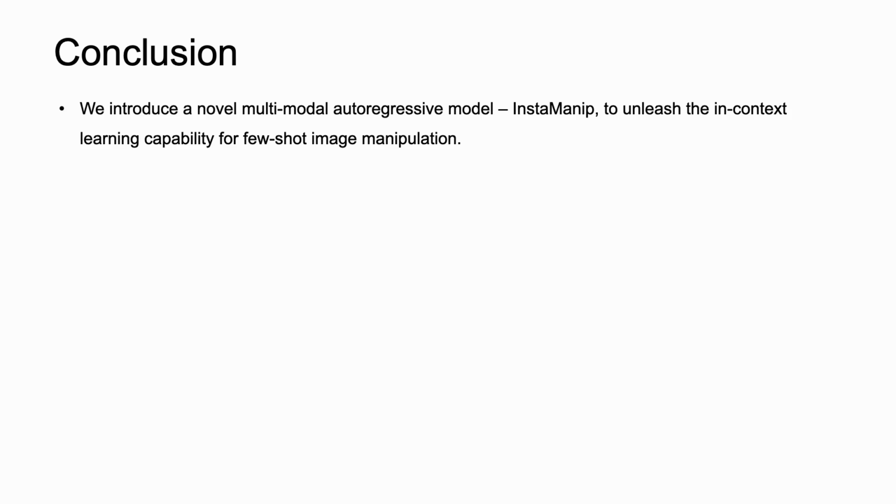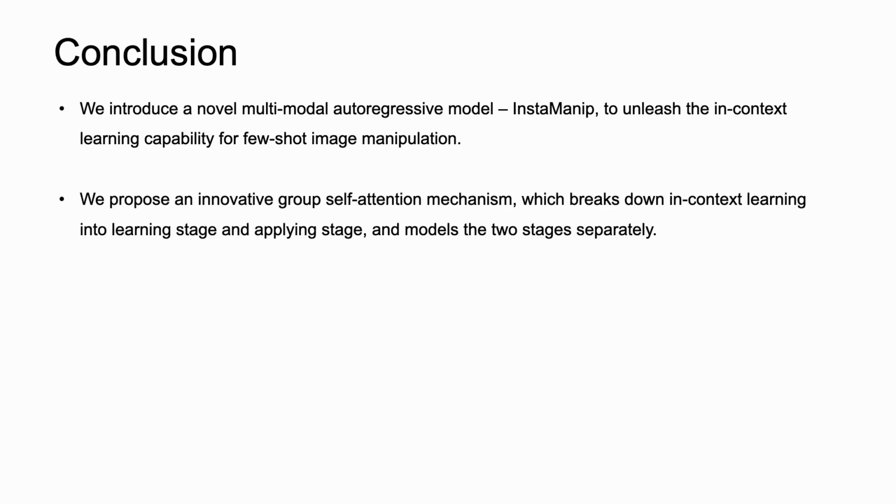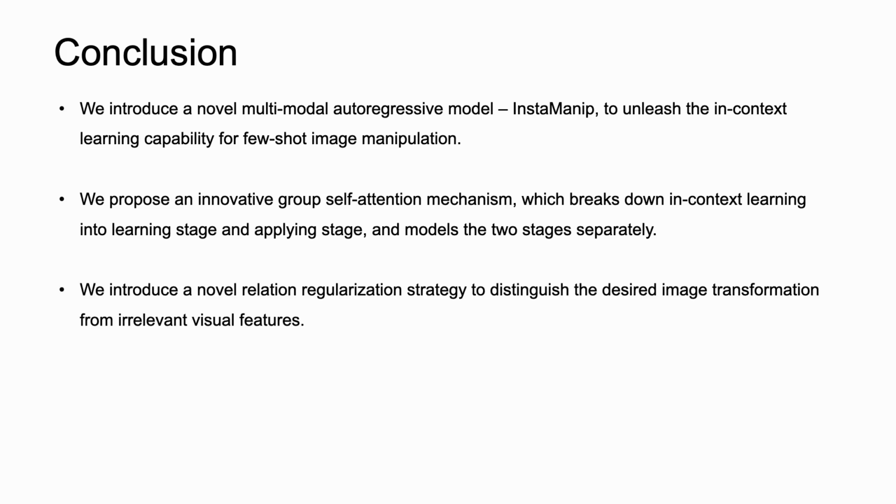In conclusion, in this work, we introduced a novel autoregressive model with enhanced in-context learning capability for few-shot image manipulation. We propose an innovative group self-attention that decomposes our problem into learning stage and applying stage, and then models the two stages separately. We also introduced a novel relation regularization strategy to guide the model to recognize the desired image manipulation features from irrelevant disturbances.